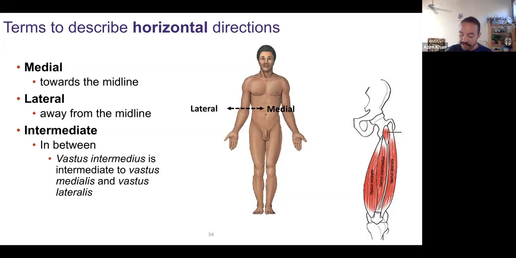And then I gave you an example here for intermediate, your vastus intermedius, this muscle here in the middle. Your vastus intermedius is intermediate to the vastus medialis and vastus lateralis. You're comparing to two other things.